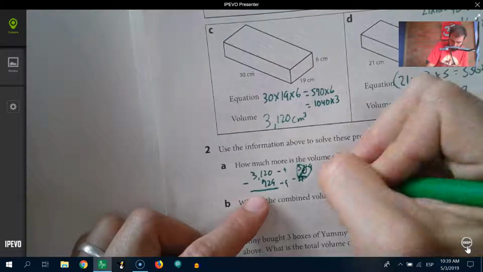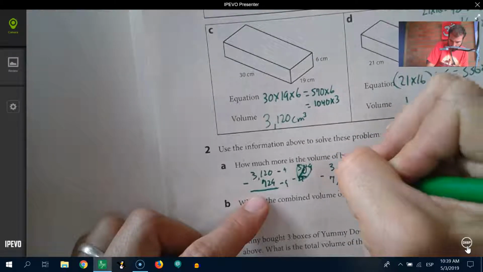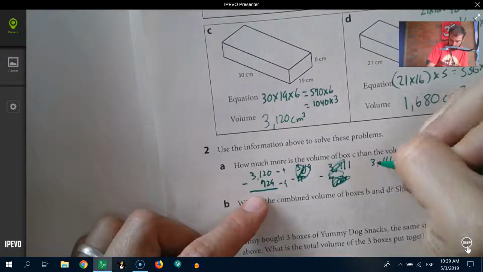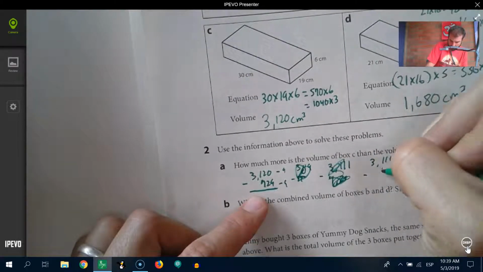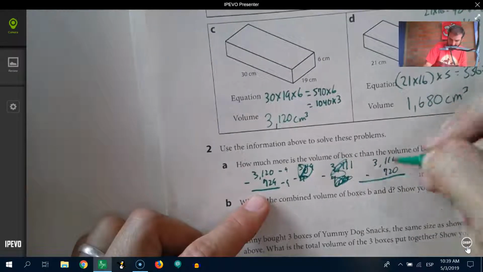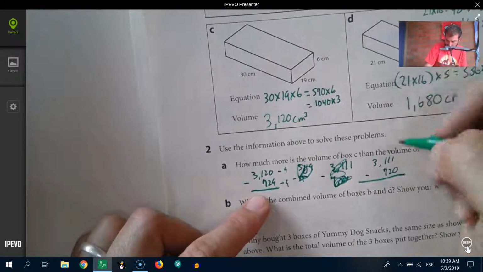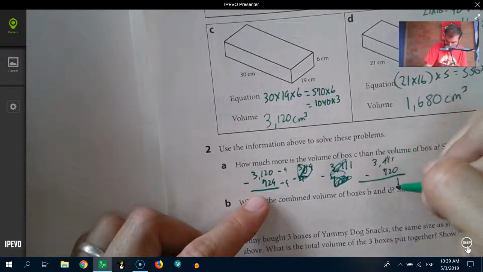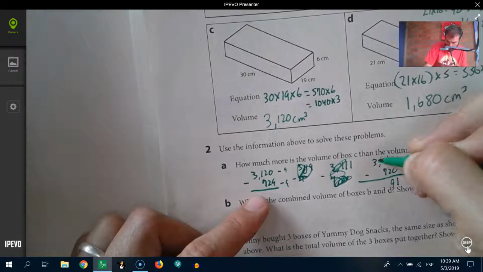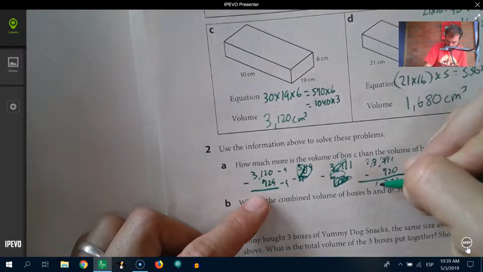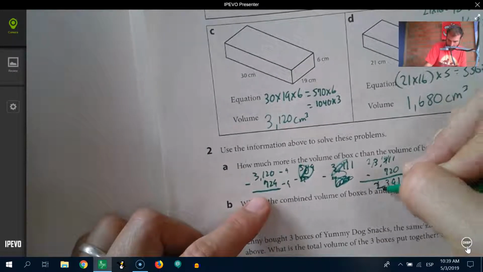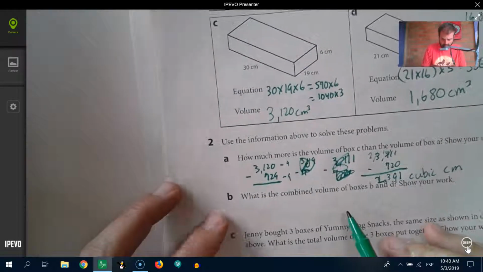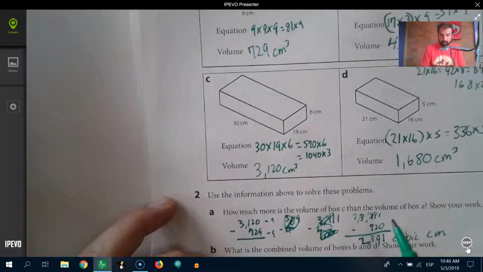3,111 minus 720. That's not great. Oh well. Gonna take 9, 3, so 2,391 cubic centimeters.